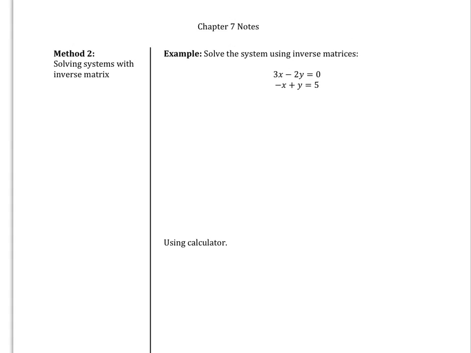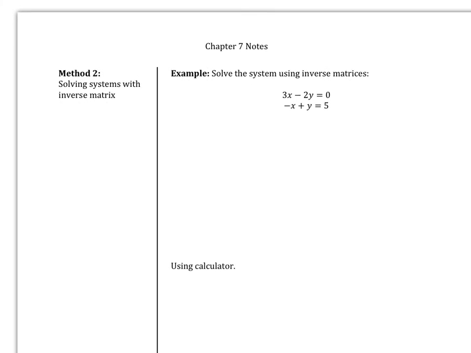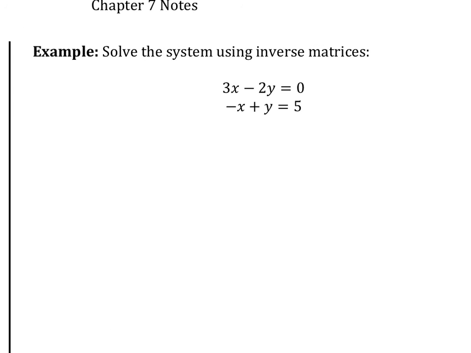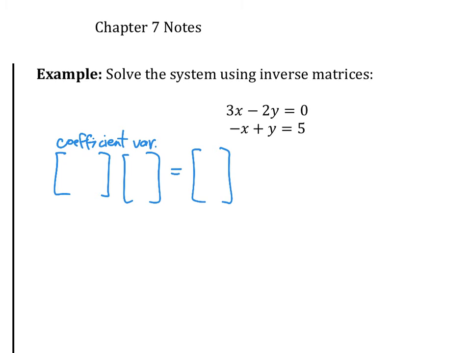All right, the second method is to use the inverse matrix. If you kind of remember this from last year, inverse matrix, we're going to do them all by calculator. All right, so inverse matrix setup is a little bit different from the reduced row echelon form. So what we're going to do is make a few matrices. We're going to have the coefficient matrix times the variable matrix, and then we have equals to the constant matrix.